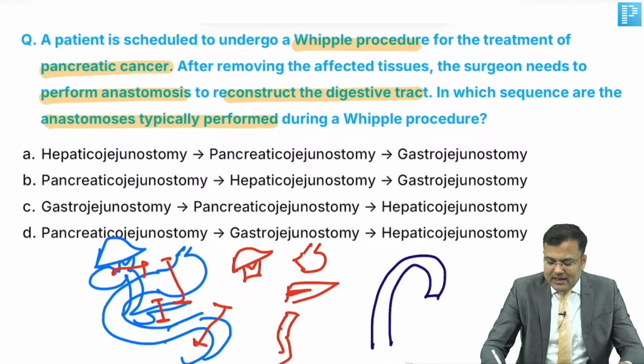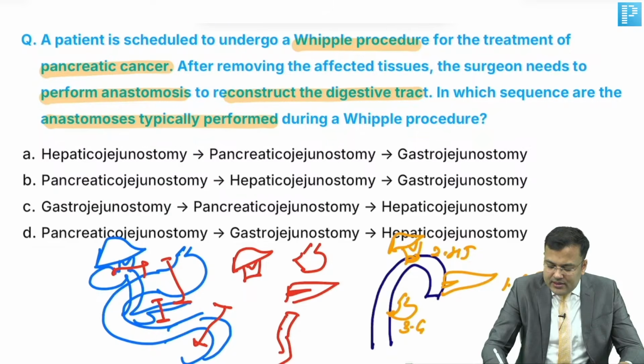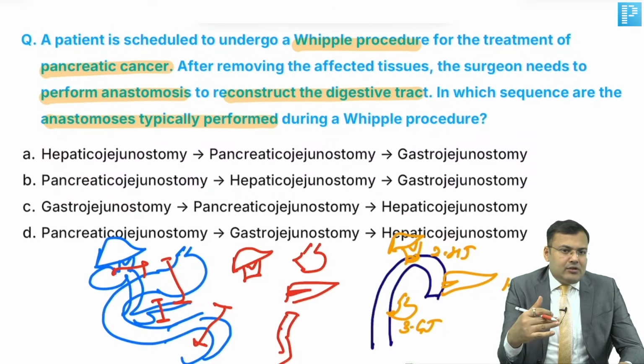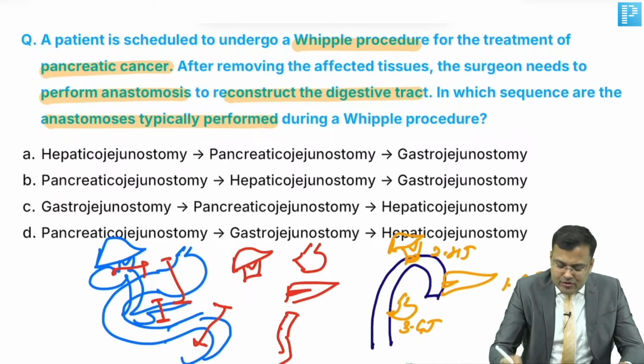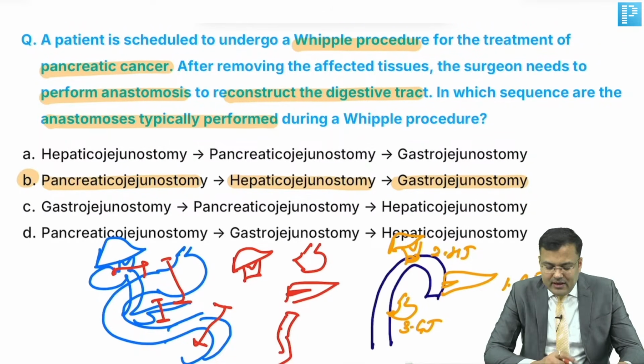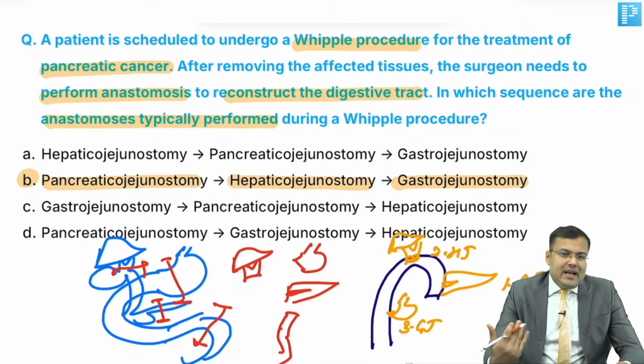The first anastomosis is PJ. After that, second one is HJ, and the third is GJ. So first is pancreaticojejunostomy, second is hepaticojejunostomy, third is gastrojejunostomy. So the correct answer is option B. It is PJ followed by HJ followed by GJ. Correct answer is option B.